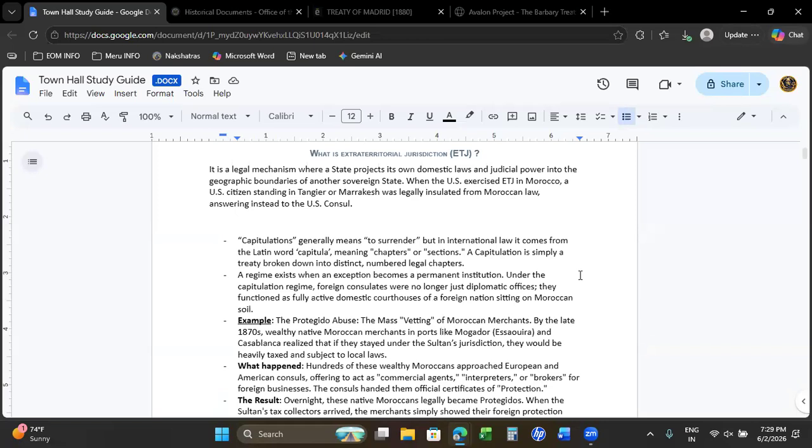right? So Wazir, if you can continue on with the reading here at capitulations, we'll get into this element. Capitulation generally means to surrender, but in international law, it comes from the Latin word capitula, meaning chapters or sections. A capitulation is simply a treaty broken down into distinct, numbered legal chapters. A regime exists when an exception becomes a permanent institution. Under the capitulation regime, foreign consulates were no longer just diplomatic offices. They functioned as fully active domestic courthouses of a foreign nation sitting on Moroccan soil.